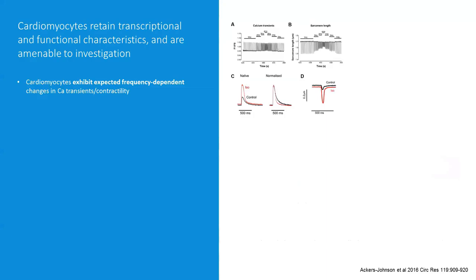Now, I'm not going to take you through all the data that we've generated as part of this work to validate the technique, so I will just give you a quick summary. We have demonstrated that cardiac myocytes isolated using the injection technique retain transcriptional and functional characteristics and can be used for all sorts of investigations. We know the cardiomyocytes exhibit expected frequency-dependent changes in calcium transients and contractility.